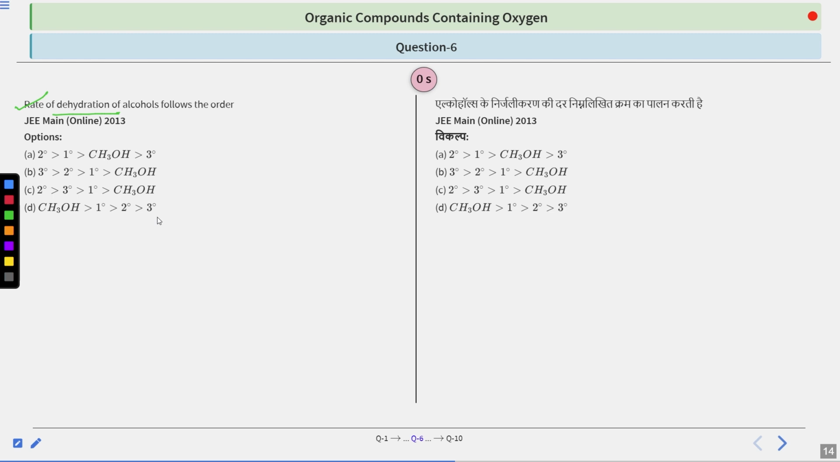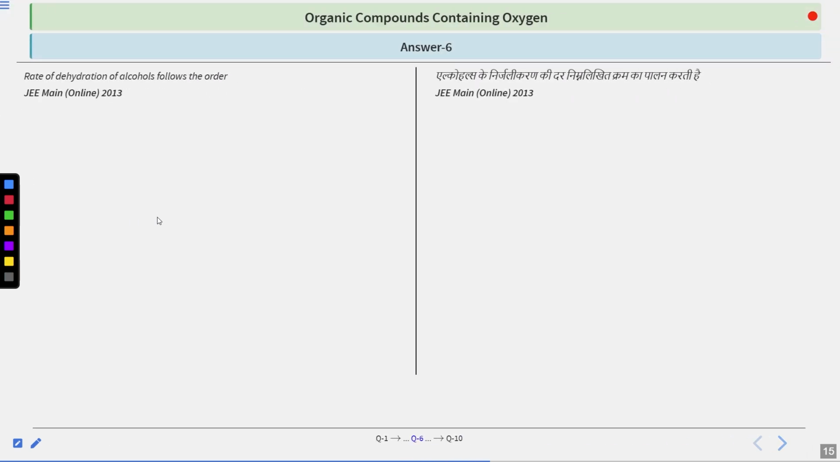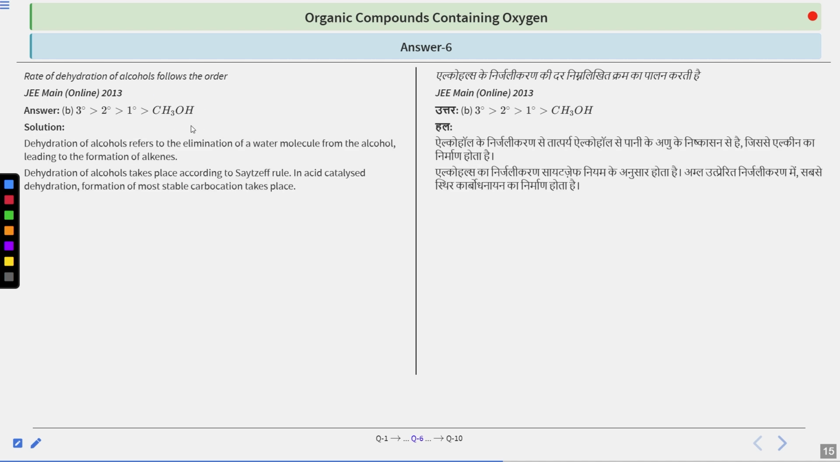Okay, let's see. So the correct answer for the given question is option B, that is highest for the tertiary alcohol, then secondary, then primary, and then lowest for methanol. Dehydration of alcohols refers to the elimination of a water molecule from the alcohol, leading to the formation of alkenes. When you eliminate the water molecule from the alcohol compound, you will get an alkene.